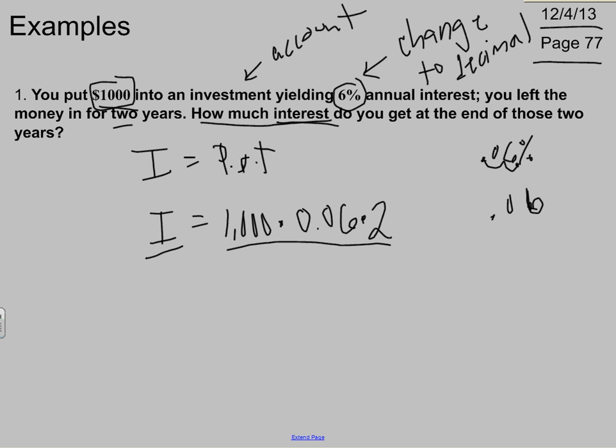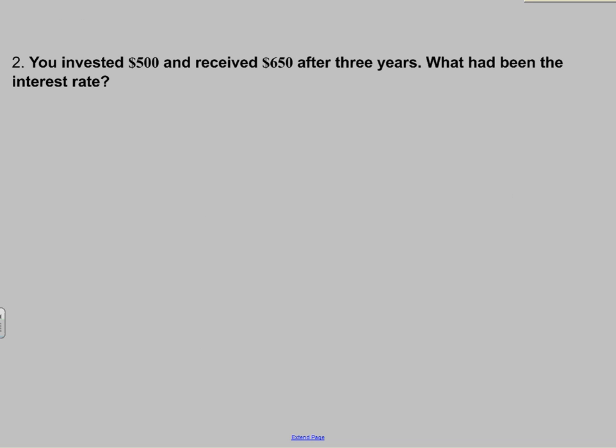Sorry. Anyway, if you have a variable on one side and nothing but numbers on the other, all you have to do is plug these numbers in, 1,000 times 0.06 times 2, to get your interest. And our interest in this case is $120. So after 2 years, the bank has paid you $120 because you simply left $1,000 in the account. Okay? Let's do one more example.